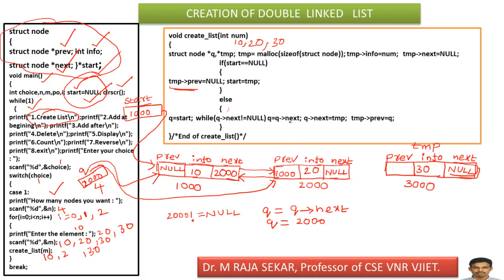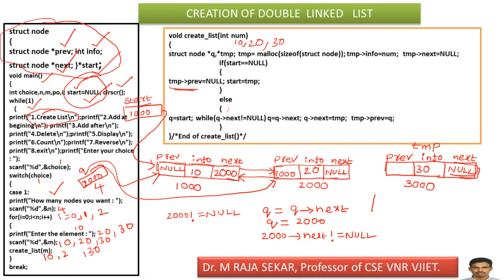Again, since it's while loop, again I will go back. Q arrow next not equal to null. Q means what? 2000. 2000 next. What is 2000 next? While loop says 2000 next not equal to null. 2000 next means what? Null. Null not equal to null is false. While loop is terminated. Now which code will get executed? As while loop is terminated, immediate statement will be skipped. Now these two statements will get executed.